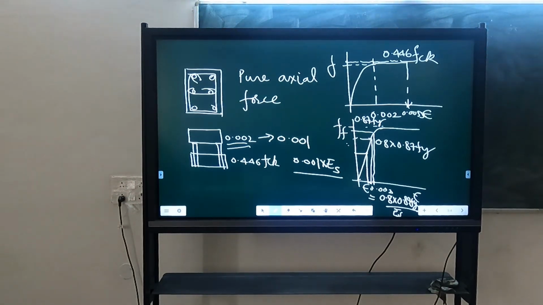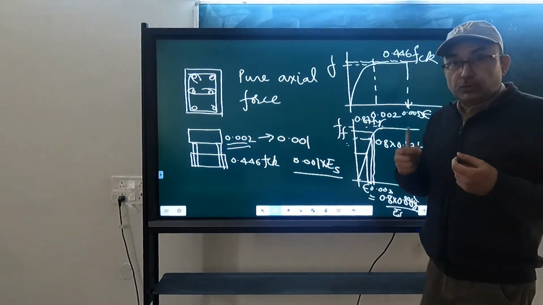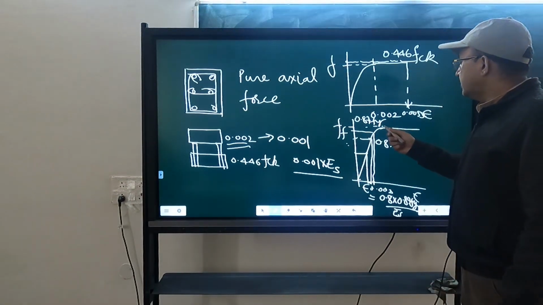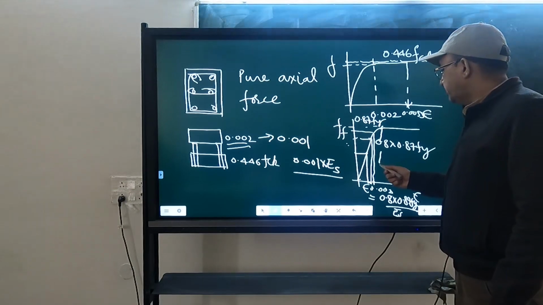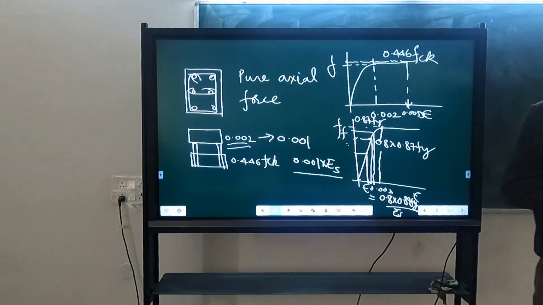If you want to be very accurate, you can take this strain in place of 0.002. This strain will be slightly higher. But if you see the results, the capacity will be more or less the same. There will be very little difference in the capacity you are calculating. Why are we suddenly talking about increasing the stress in this 0.002? That can also be the case for moment.